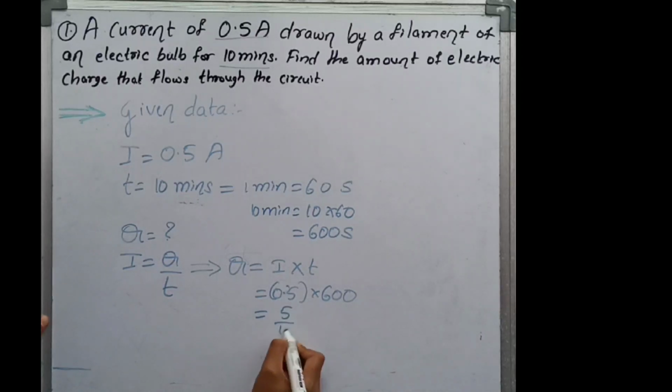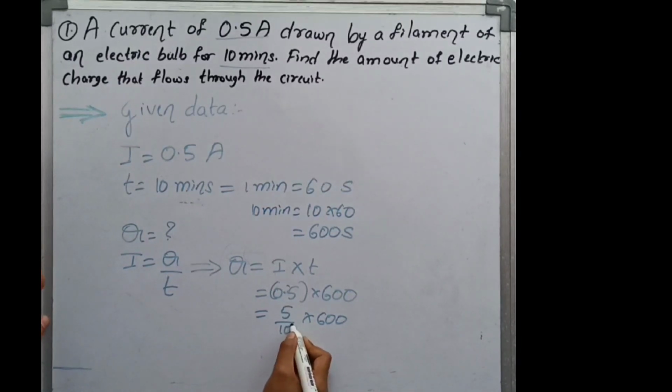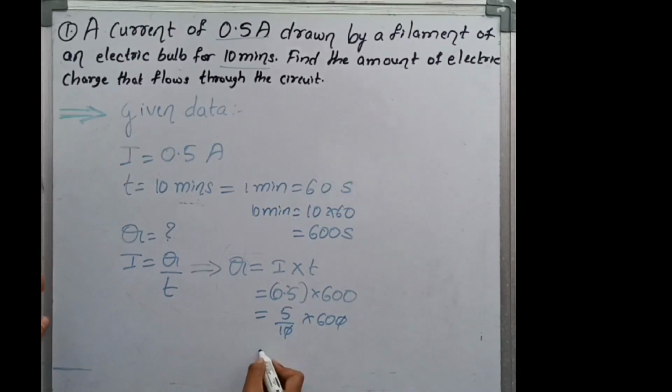So 5 divided by 10 into 600. I have converted the decimal, so the 10 and a 0 get cancelled. That is 6 fives are 30, which is nothing but 300. This is the charge, and the unit is coulombs. So Q equals 300 coulombs is your answer.